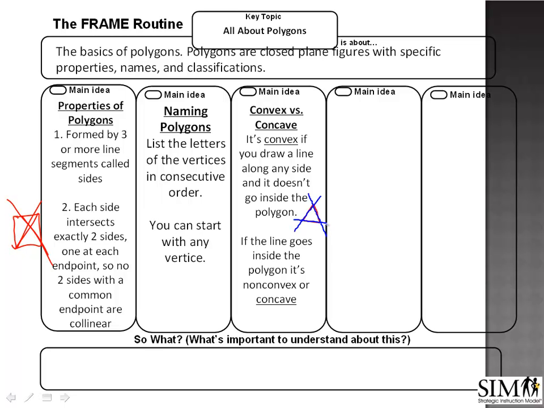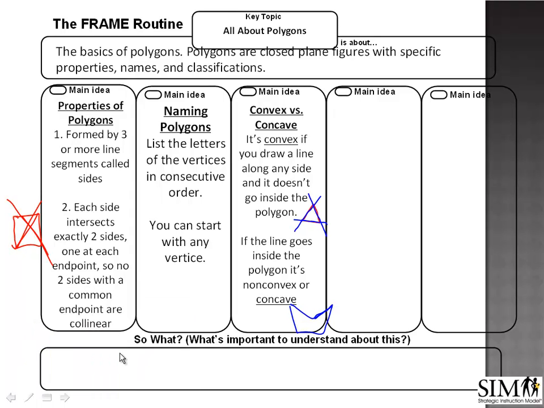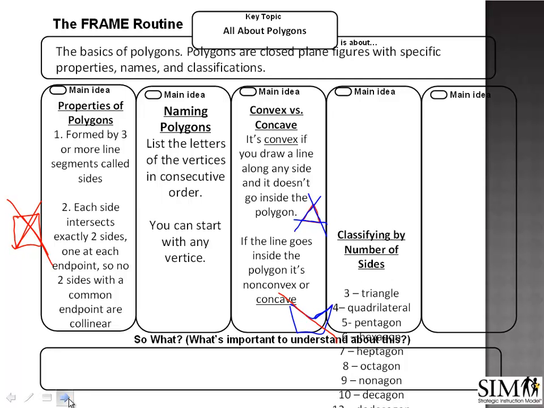If the line does go inside the polygon, it's non-convex or concave. So let me draw another shape here. Okay. Imagine these sides are perfectly straight. So using this shape, if I drew a line along this side, it would go inside of my polygon. So that would be concave. And I like to think of concave also as caved in. It's got a side that's caved in.